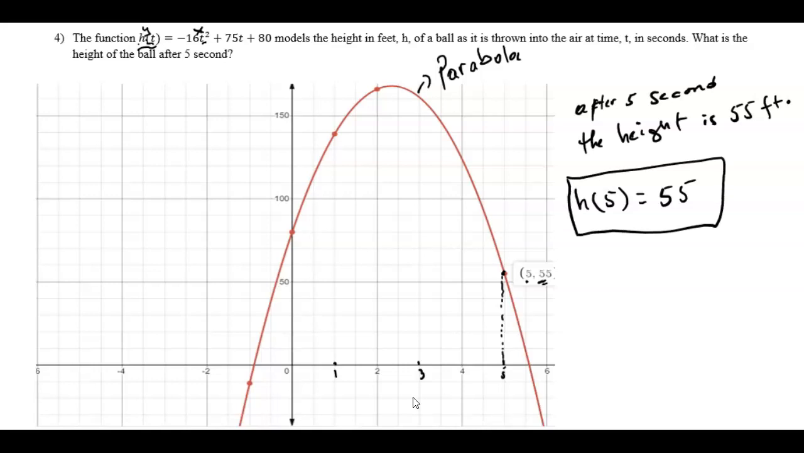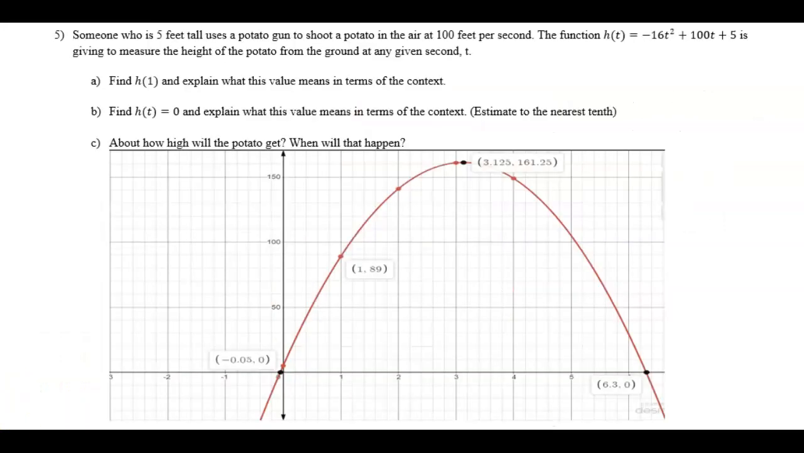Okay, so that's all you have to do on this one. And it's another question. Someone who is 5 feet tall uses a potato gun to shoot a potato in the air at 100 feet per second. And the function h of t equals negative 16 t squared plus 100 t plus 5 is given to measure the height of the potato from the ground at any given second, which is t.